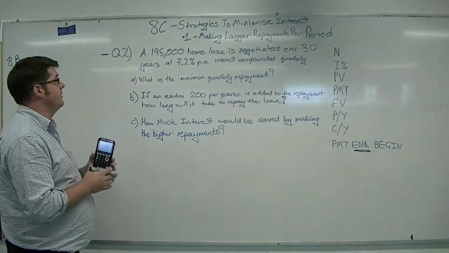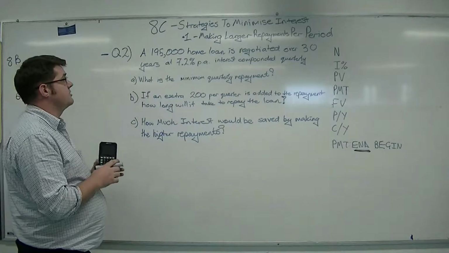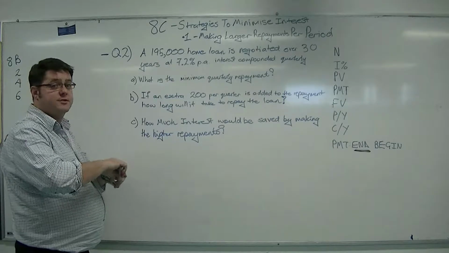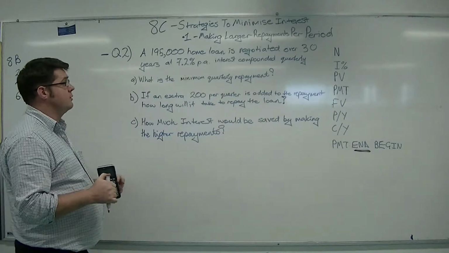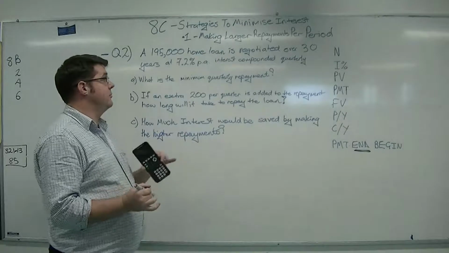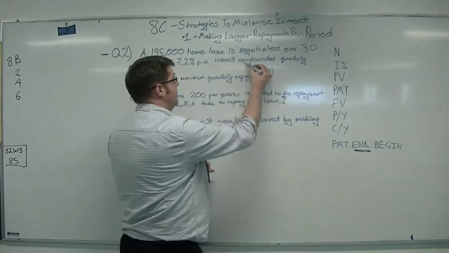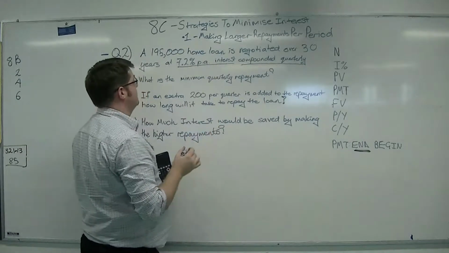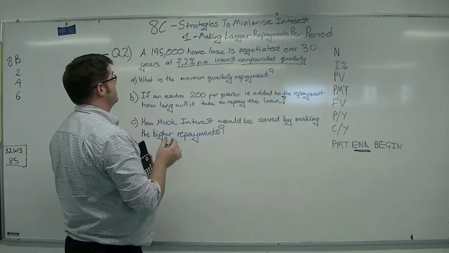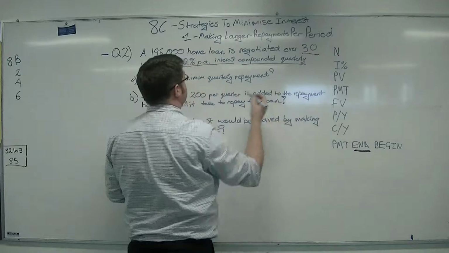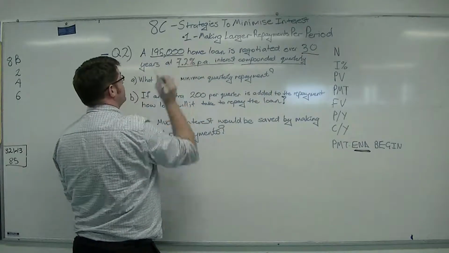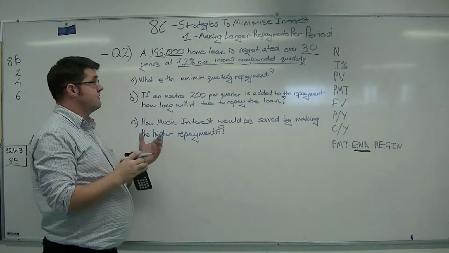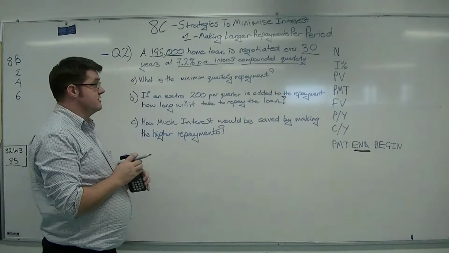Let's start off with a $195,000 home loan negotiated over 30 years at 7.2% per annum interest compounded quarterly. Let's start with highlighting some important information. We're asked to compound quarterly, at 7.2% per annum interest. It's over 30 years, and the principal amount, or the present value, is $195,000.